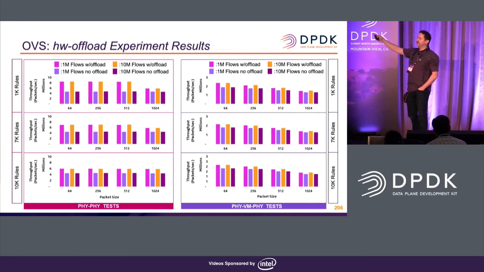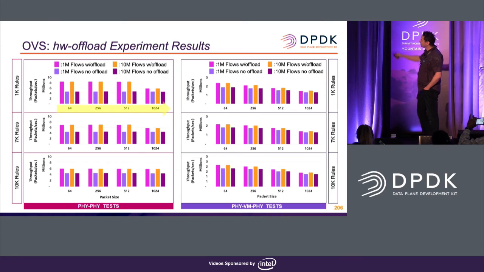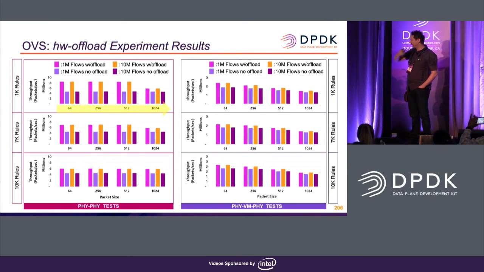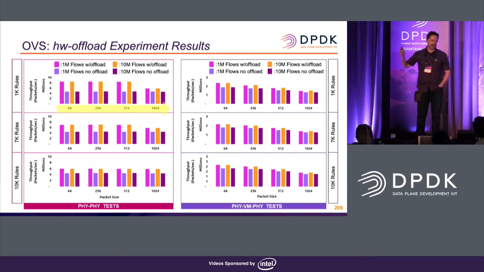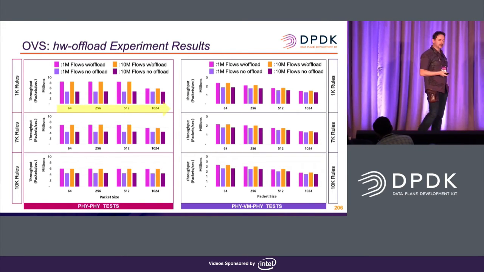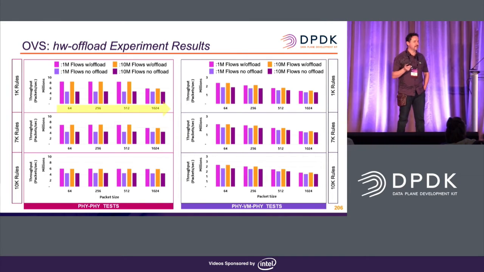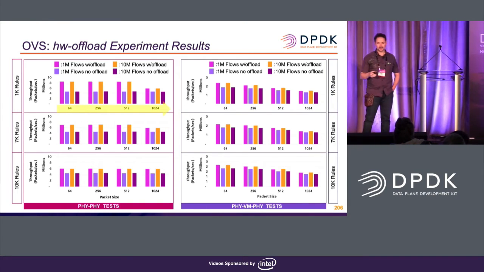I'm not going to go through every single one of these things, but I just want to show maybe three trends here. Just to match the visual on the prior slide, on the left side are PHY-to-PHY tests, on the right side are the PHY-VM-PHY tests. One thing that seems to be happening here is the benefit from turning on the hardware offload for this particular application seems to be quite consistent and independent of the packet size, except for those 1K packets where you actually reach the line rate for that particular experiment.